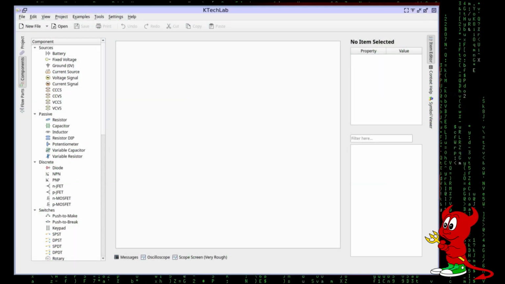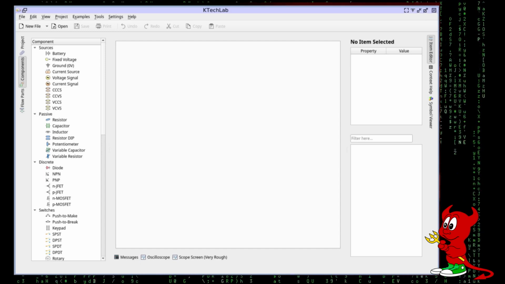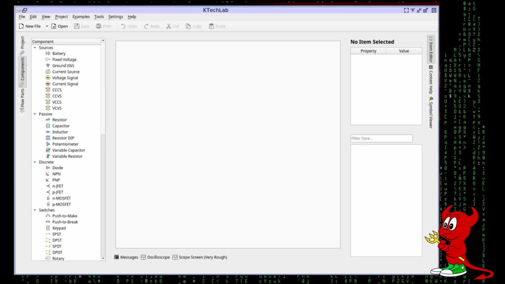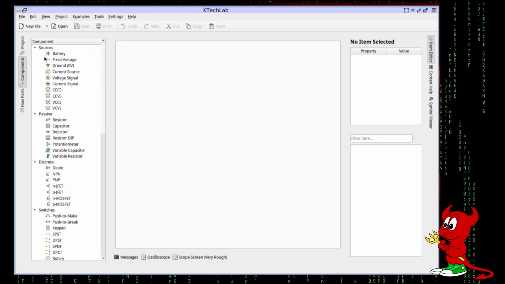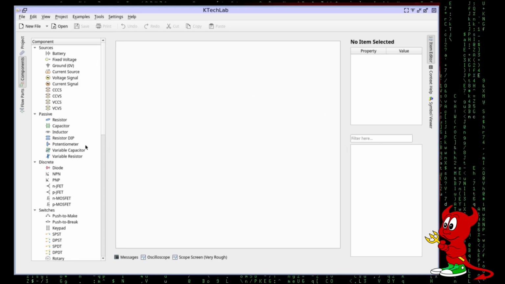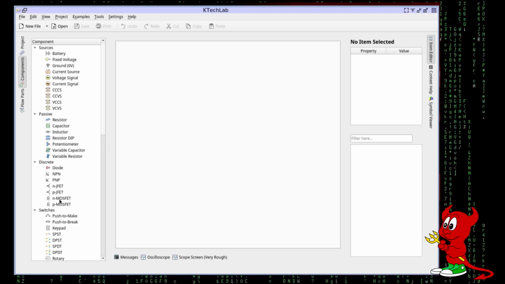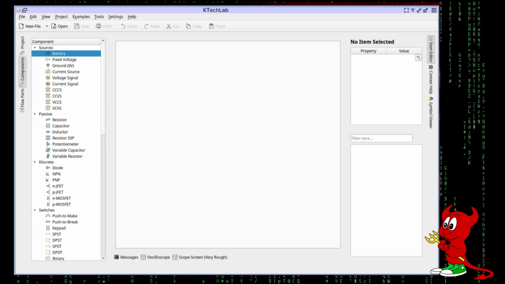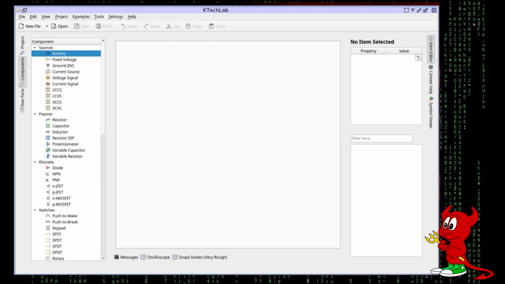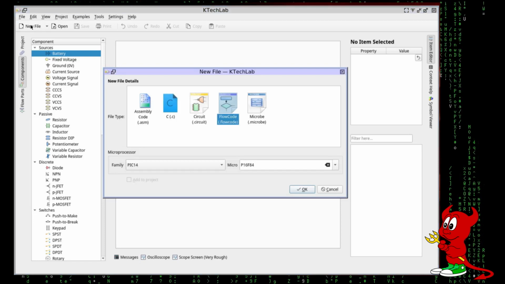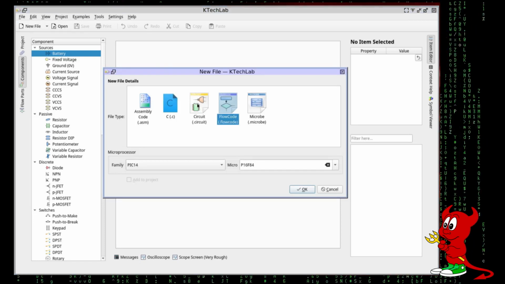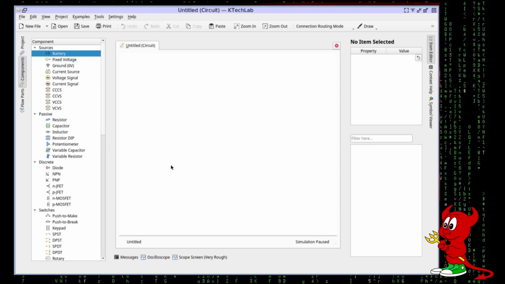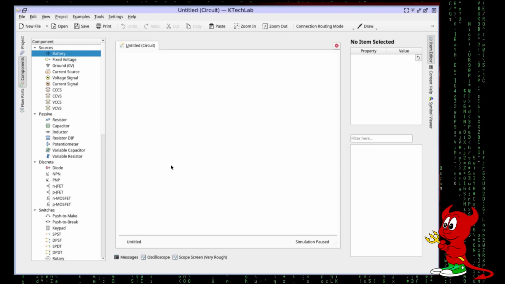One of my favorites is KTechLab. Here, kids can learn about electronics. Let's have a look. Here we have some sources, some passive components, discrete components, some switches, and etc. So let's try a small experiment. First, we need to create a new file. We're going to select a circuit. And in our experiment, we're just going to try to turn on an LED light.